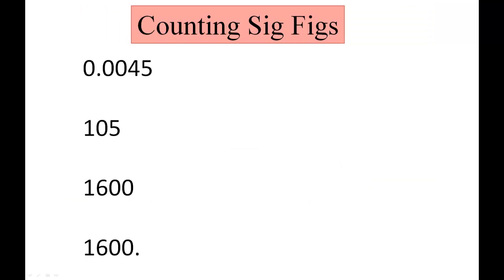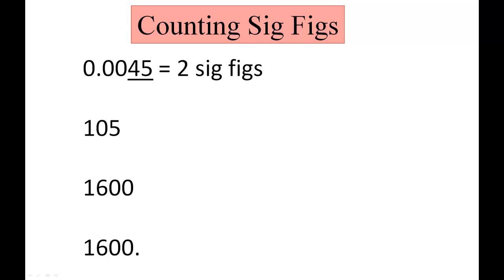The first example is 0.0045. Now the decimal point is present, so we're going to start on the left side, or the Pacific Ocean side, and work our way over to the right. You do not count any zeros until you come to a non-zero. So those first 3 zeros come before the 4, so we do not count them. So the only 2 significant figures here are the 4 and the 5, giving this number 2 significant figures.